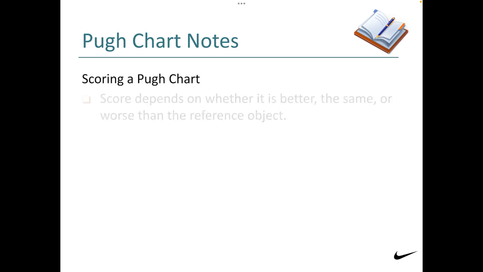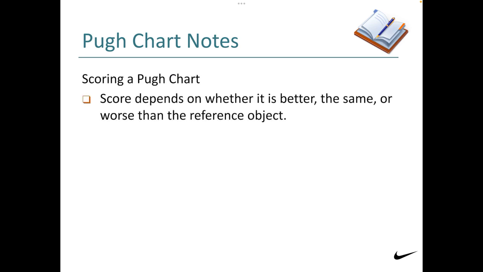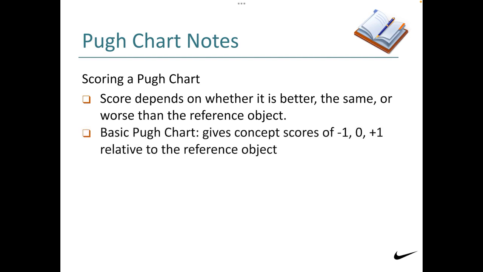So, scoring a Pugh Chart. The score is going to depend on whether it's better, the same, or worse than the reference object. So a basic Pugh Chart is just going to give concept scores of -1, 0, or +1 relative to the reference object. So -1 is just going to say it performs worse. 0 is going to say it performs about the same. +1 is going to say it's better.